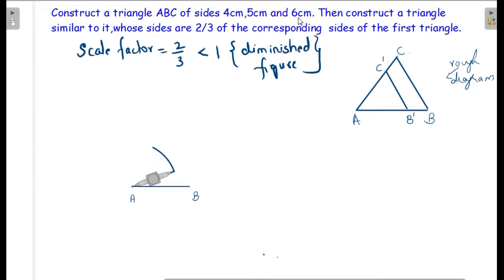Now, the other measurement is 6 centimeters. Now, we will draw another arc of radius 6 centimeters. For this, we need to adjust the compass to 6 centimeters. As you can see the reading on the compass here, it is 6 centimeters.